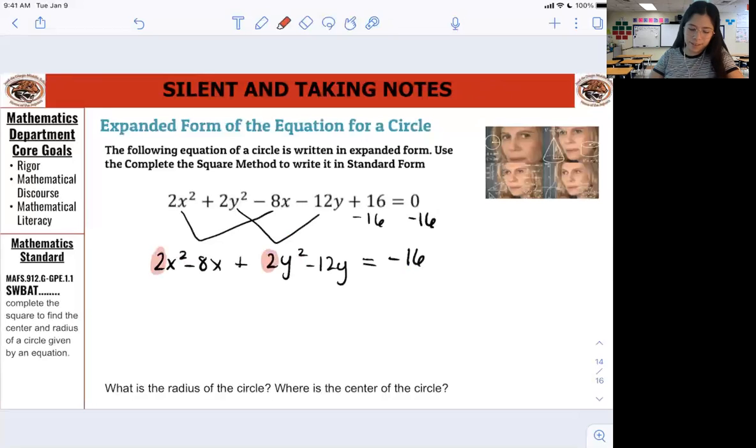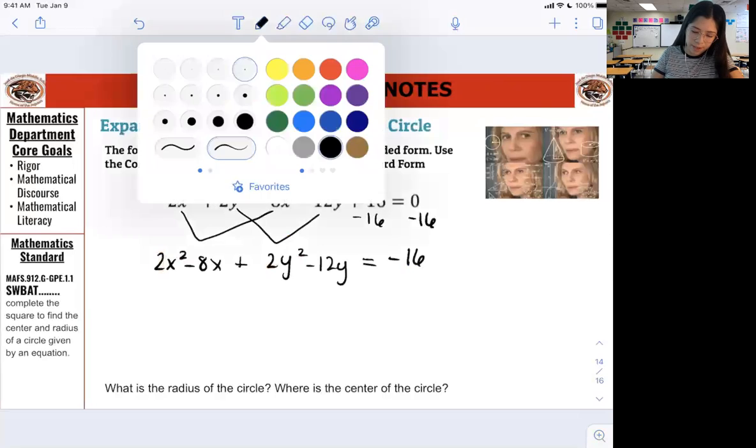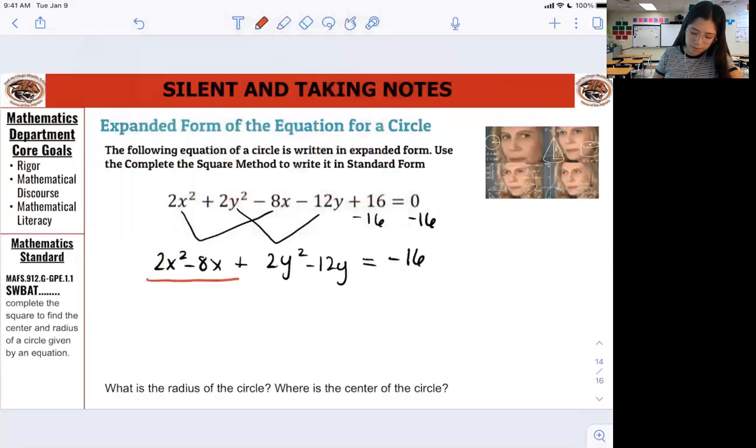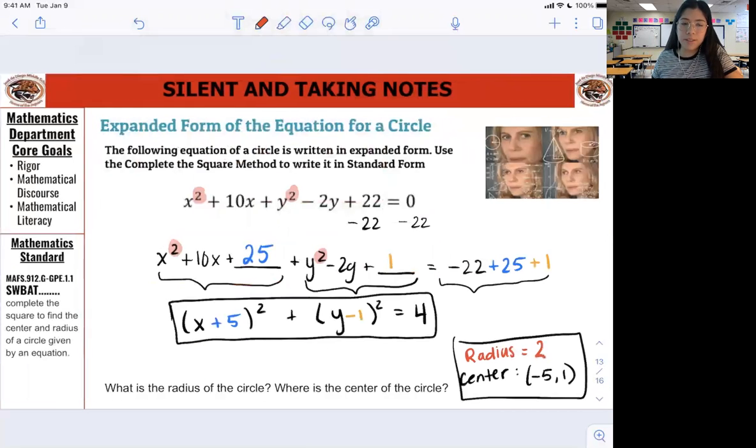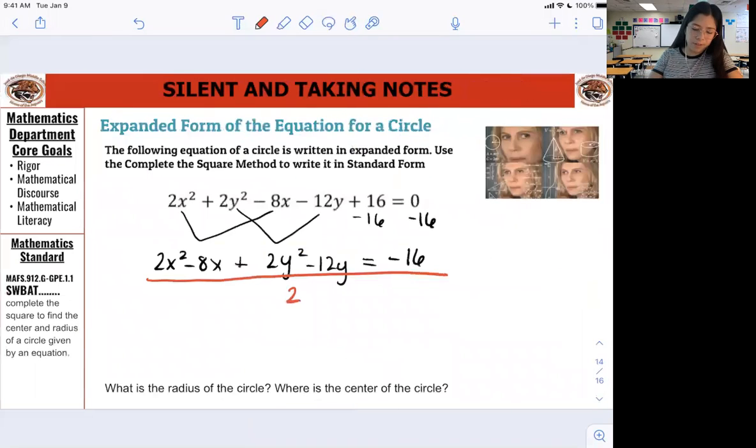So exactly, we're going to do one extra little step. We're just going to divide everything by 2, because it's not going to work otherwise. Keep this in the back of your head: if you have a leading coefficient, you can't work it out. It only works when the leading coefficient is 1. If it's anything more than 1, you have to divide it out.